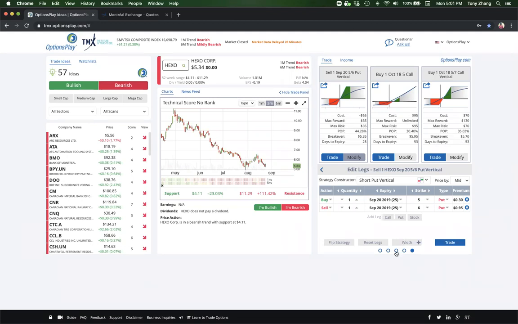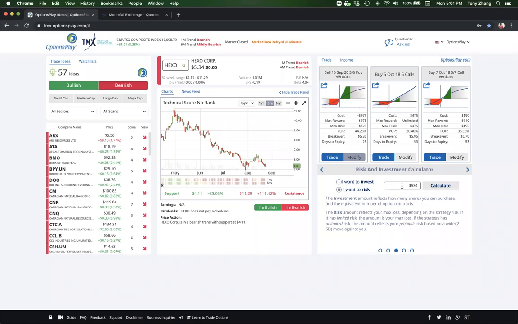So again, in order to compare apples and apples, let's say I'm willing to risk $1,000 on this trade. I can use our P&L simulator to do that. And I can sell 28 contracts with this put credit spread. I can buy 10 calls, or I can buy 14 debit spreads. Let's compare this side by side. All of these strategies are risking roughly $1,000.